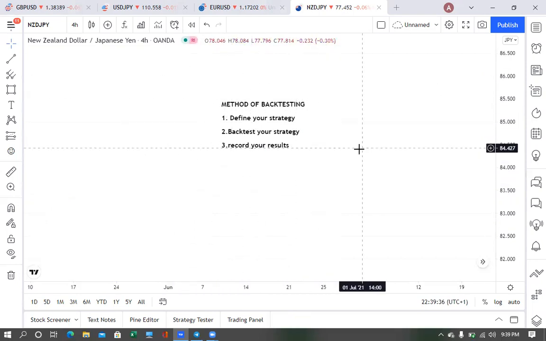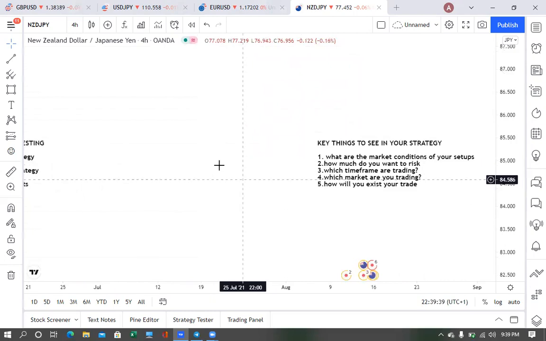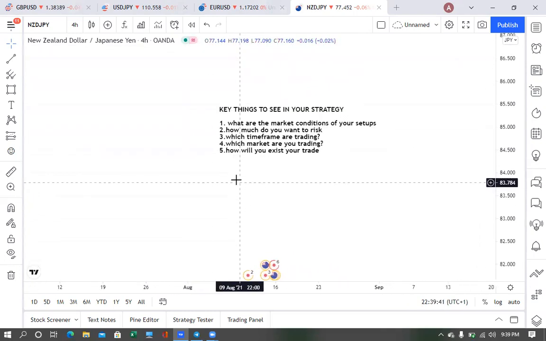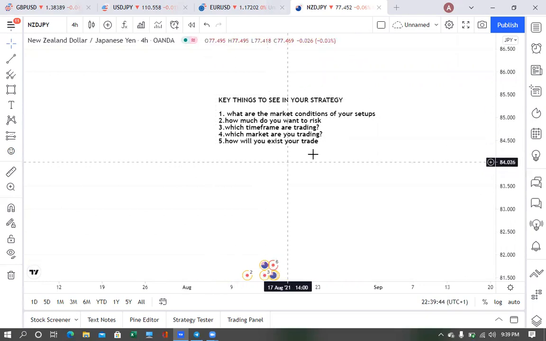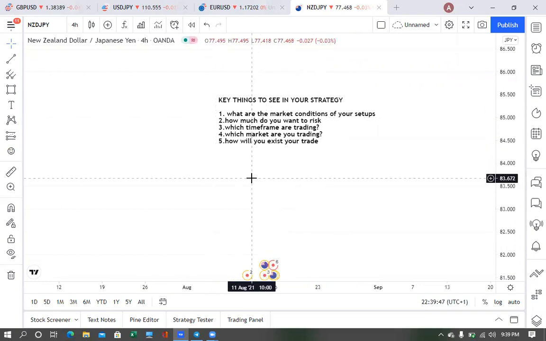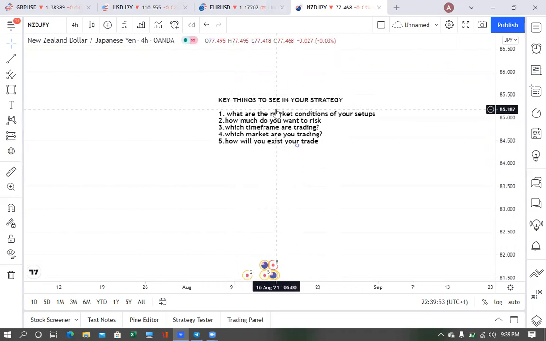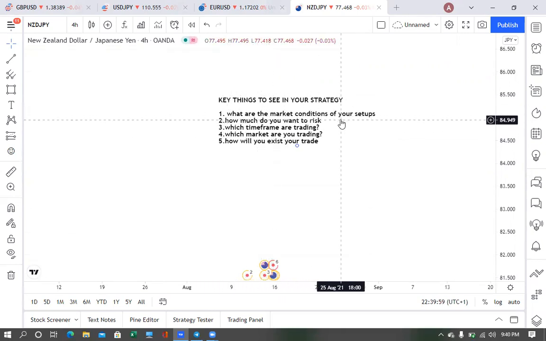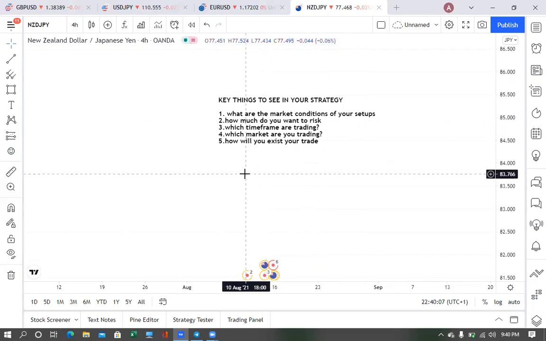So now we are going to see the key things to look at in your strategy. These are some of the key things that I highlighted, some of the things that you need to see in your backtesting. One, what are the market conditions of your setups? How much do you want to risk? Which time frame are you trading? Which market are you trading? And how will you exit your trade? Let's take it one by one here.